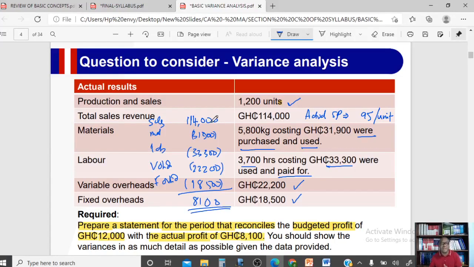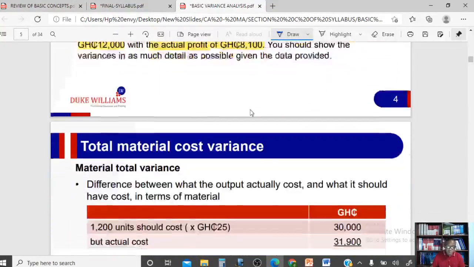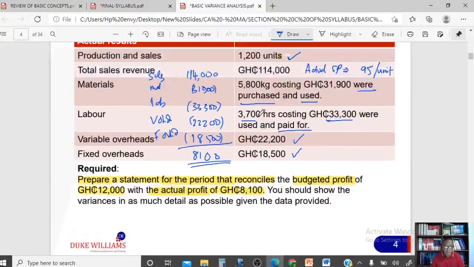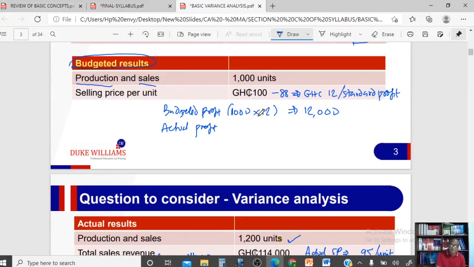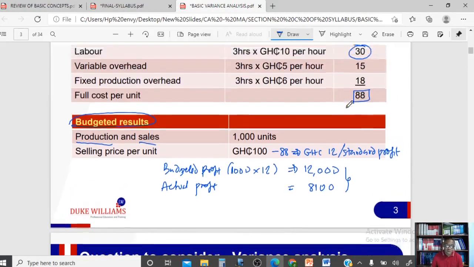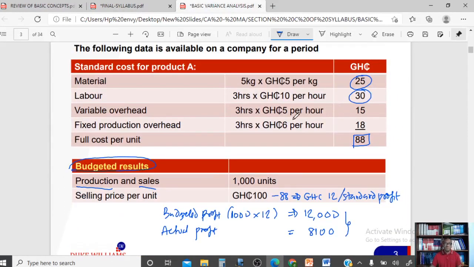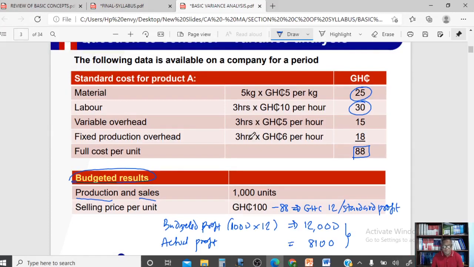So the whole idea here is we ought to have had 12,000, but then we got 8,100, and there's a huge difference between the budgeted profit and the actual profit. So what could be responsible for that? Is it cost differences or sales differences? What we're going to do is start with the cost differences, and as I go on, I'll be showing you how to write out the formulas if you need to, but it's important you understand where the formulas are coming from.